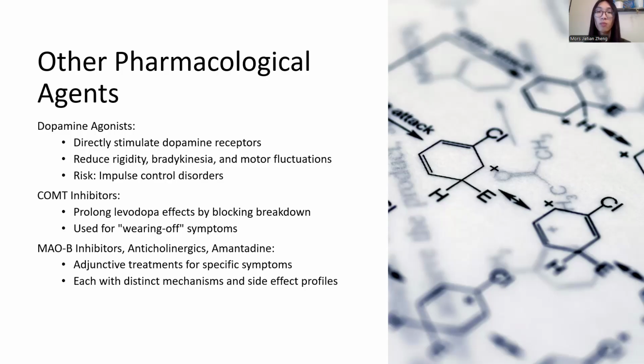COMT inhibitors prolong the levodopa effects by blocking its breakdown in the body, and they are particularly useful for wearing off symptoms. We also have MAO-B inhibitors, anticholinergics, and amantadine, which is commonly used in ADHD treatments, each serving as adjunctive treatments for specific symptoms. Each medication has its own mechanism of action and distinct side effect profile, requiring individualized treatment approaches as well as specialized care.